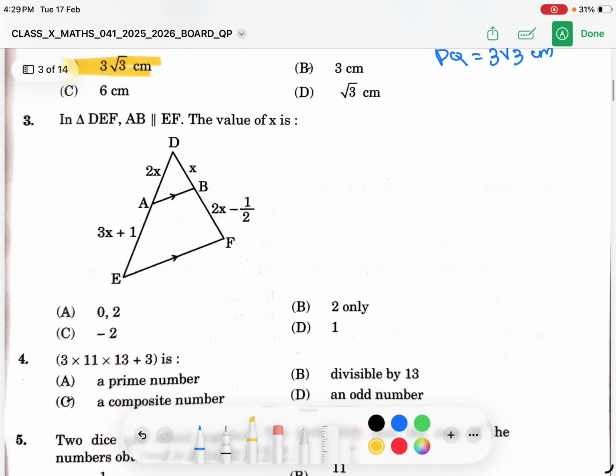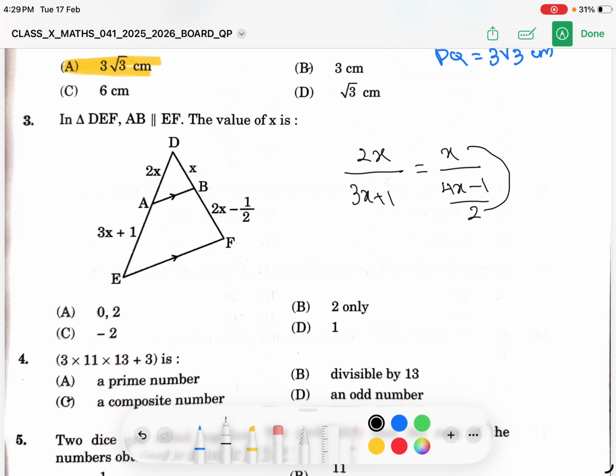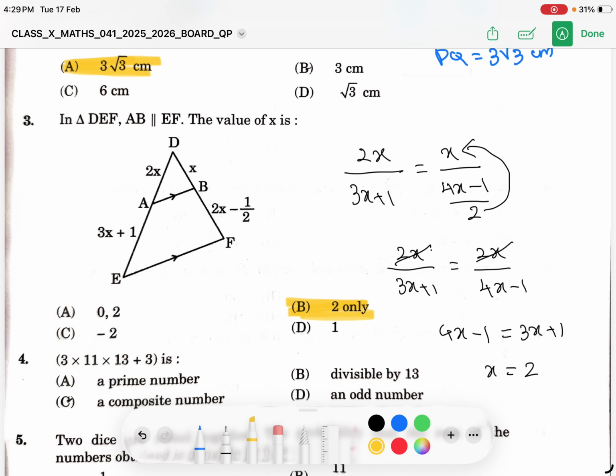Next, this question is very easy. So we all know the BPT theorem. So by the BPT concept, 2x divided by 3x plus 1 equal to x divided by (4x minus 1) divided by 2. Then this 2 goes there. So 2x divided by 3x plus 1 equal to 2x divided by 4x minus 1. So 2x gets cancelled. 4x minus 1 equal to 3x plus 1. So x equal to 2. So x equal to 2 only is the answer.